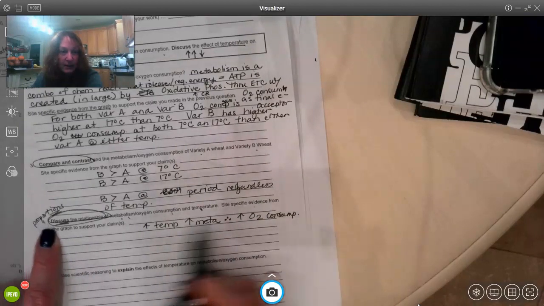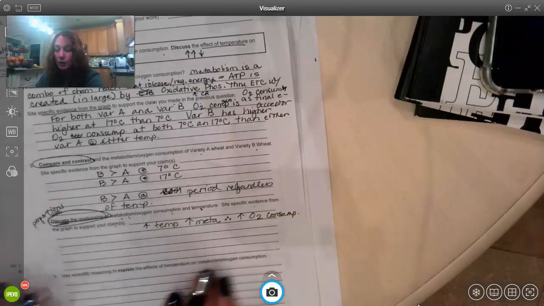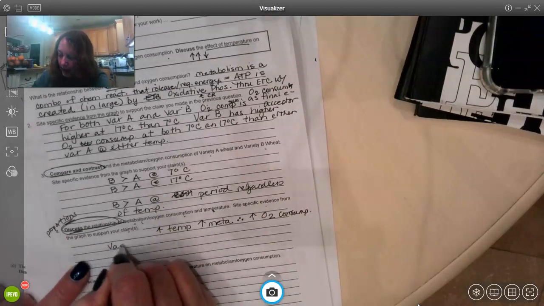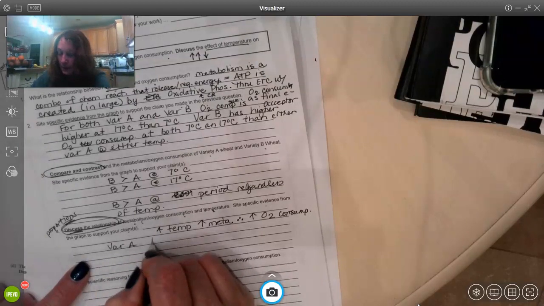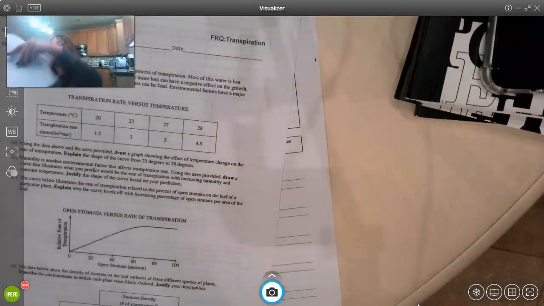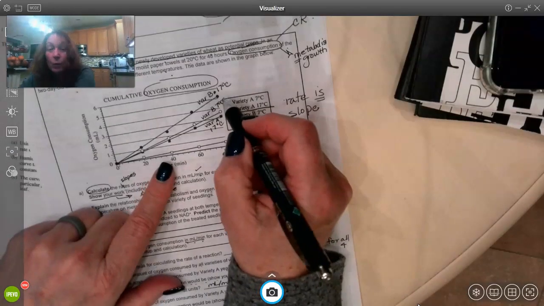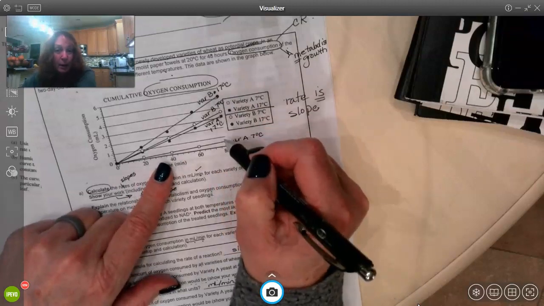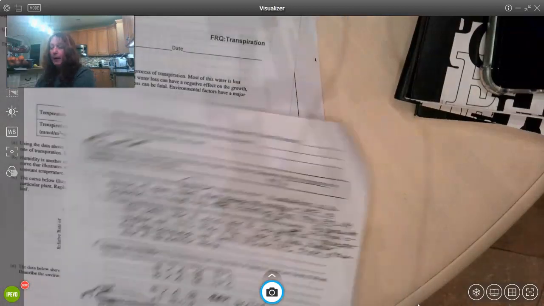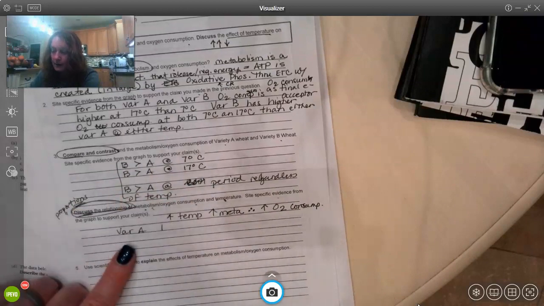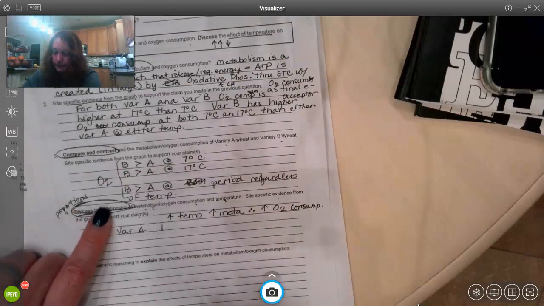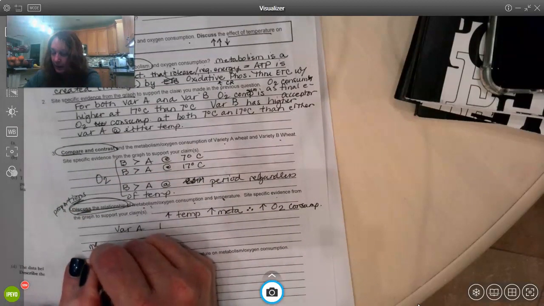Cite specific evidence from the graph to support your claims. So now I'm going to say who has the highest metabolic rate. So for variety A, right, let's think about how I want to say that. I want to just say variety B has a higher metabolic rate than A, period. But this is where they're going with this here. Because this is oxygen consumption. And here this is metabolic rate.